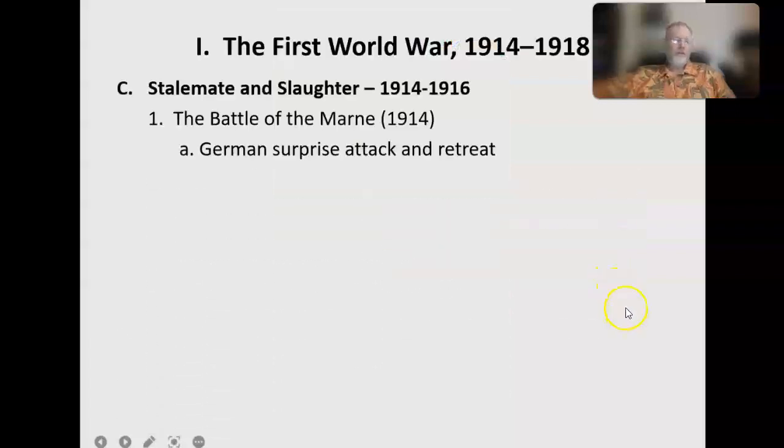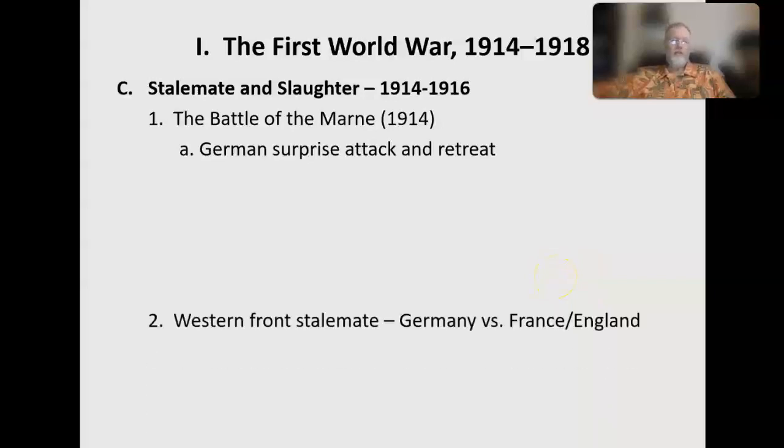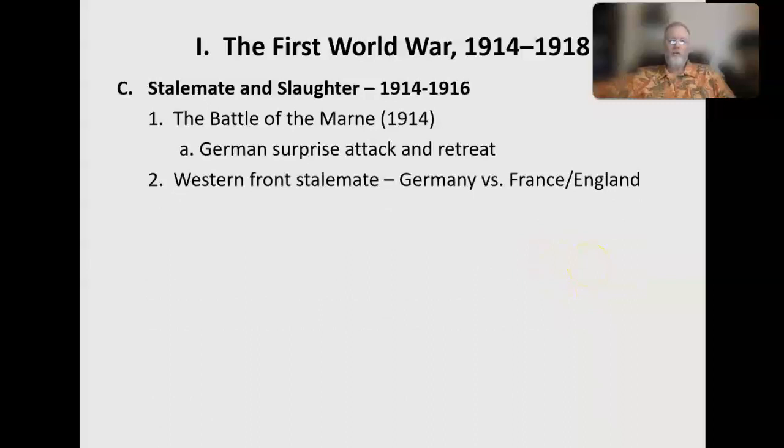All right. German surprise attack. The Germans have to retreat after the Battle of Marne. They don't retreat completely, but they do have to back up. German and French forces stalled. We see the stalemate which develops, which is known as the Western Front. Germany versus France and England. Trench warfare, which lasts close to 3 years. Drawn-out period of violence and warfare.